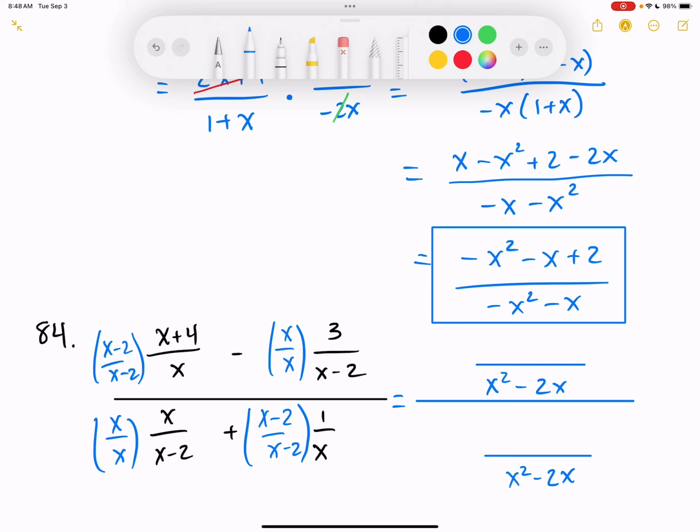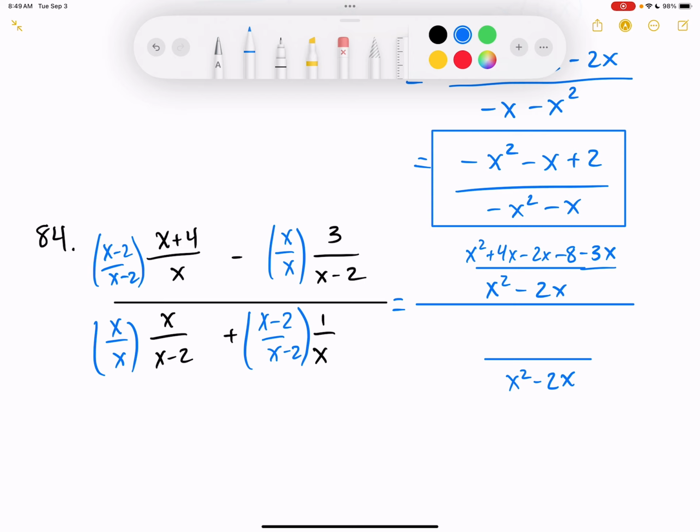Up here I've got x minus 2 times x plus 4. So that's going to give me, when I FOIL, x squared plus 4x minus 2x minus 8. And then I don't want to forget this, minus 3 times x, so minus 3x up here. And I'll combine like terms in a minute.